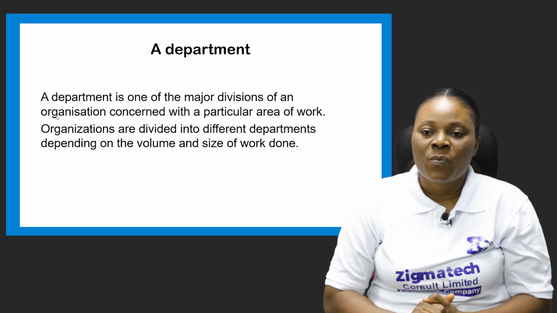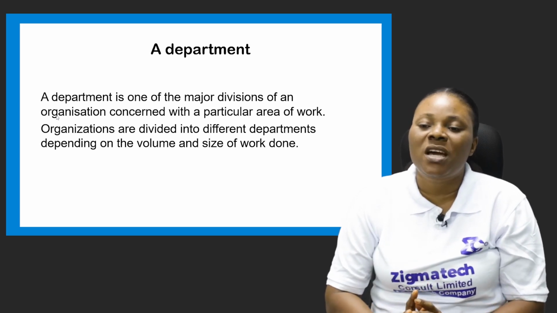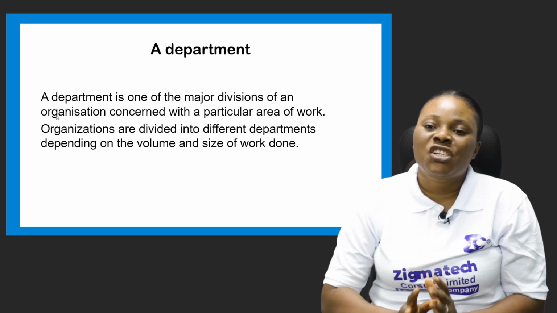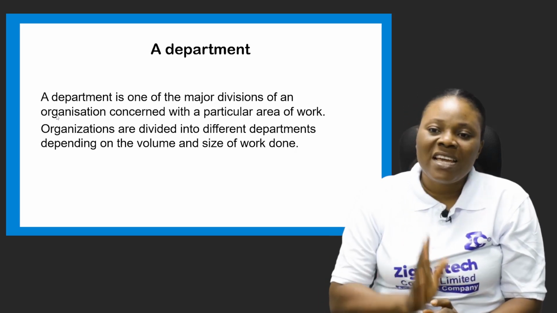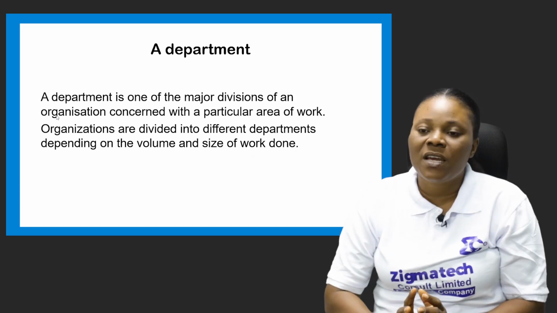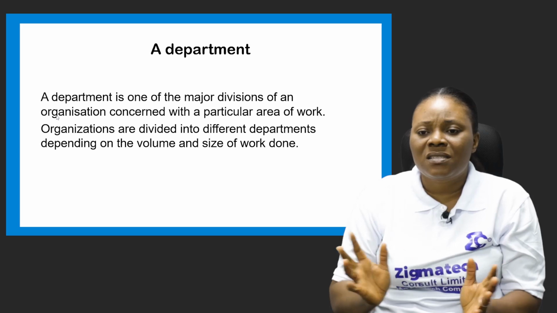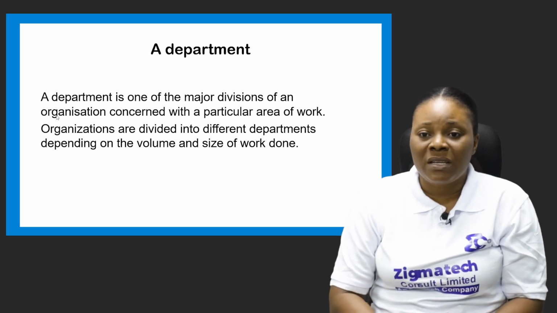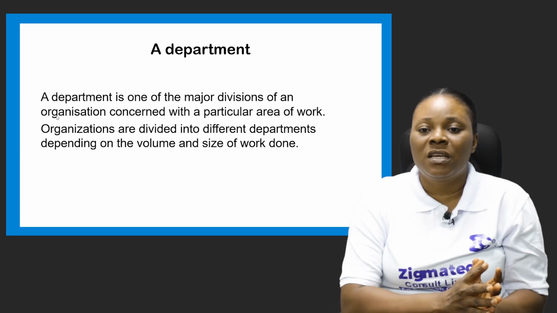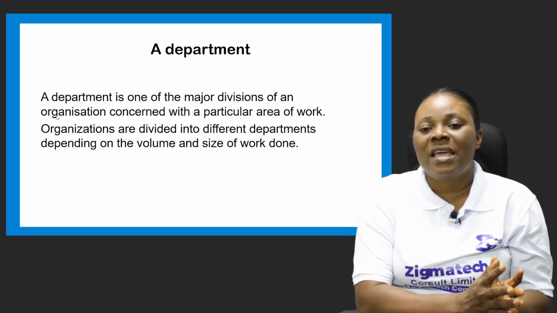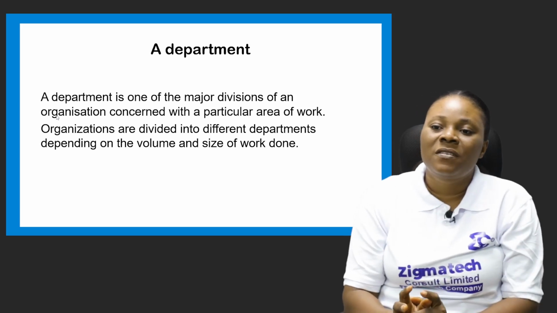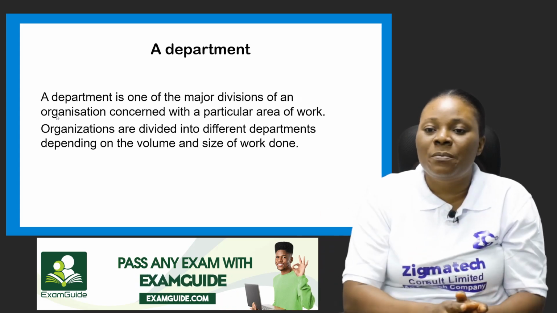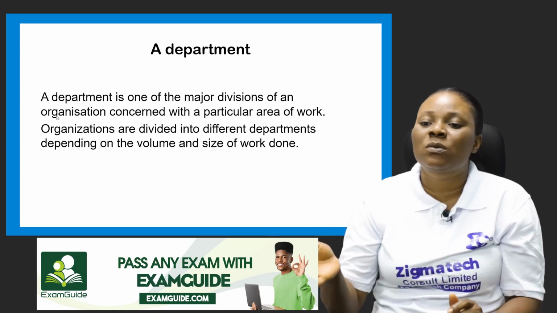What do we mean by this? Entering into an organization, especially one that carries out different activities, they are shared into departments. And each department has its own specific area of work. For example, you visit a hospital. In a hospital, there are different departments. You have the ENT department, the ear, nose, and throat department. We have the pediatric department. We have the surgery department. We have different departments, each carrying out a specific area of work.